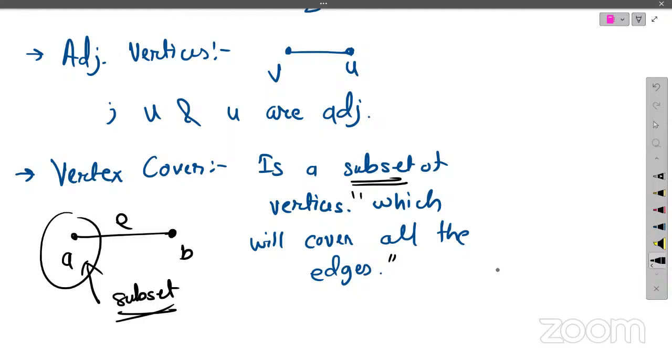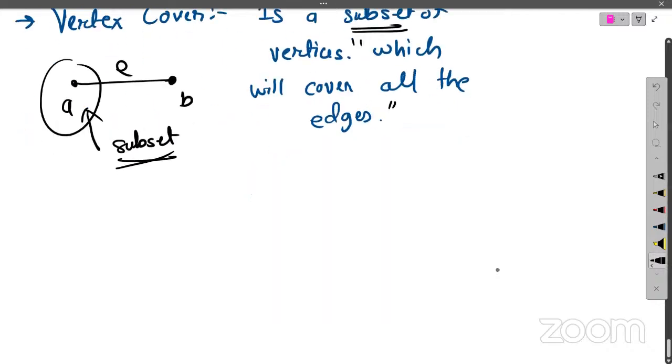That's the main purpose. So ultimately, we have to collect vertices in such a way which will take care of the covering of the edges. That means if we have an edge, then that edge will have two endpoints, right? So at least one of the endpoints should belong to our given subset. So let's understand this by an example.